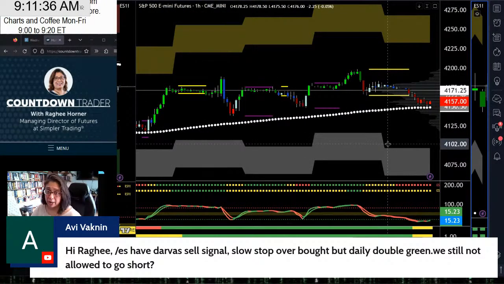Now, when we start day trading in about 20 minutes, 5 minute might give us a short, 1 hour might give us a short, but you're absolutely correct on your assessment of the daily, Avi. Not allowed to go short. Once that structure, market trend, market phase, market mood, whatever you want to call it, once it goes green, no longer can I short on that time frame.